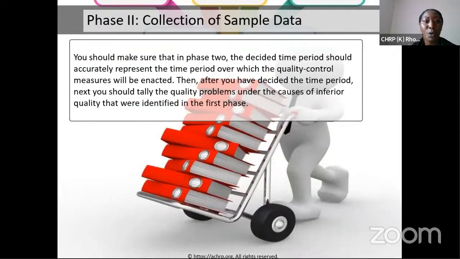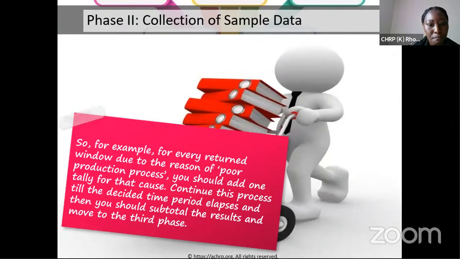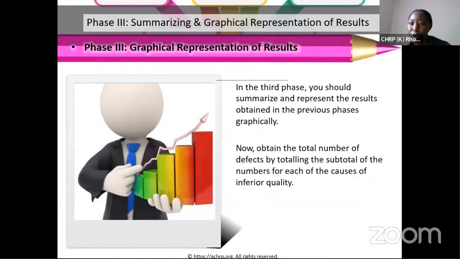Then from there, we go to the graphical representation of that. In the graphical representation, we say summarize and represent the results graphically, express the percentages of each cause in relation to the total number of the defects that you're dealing with, plot the graphs in form of a histogram, with the causes category on the X axis where the bars are standing.